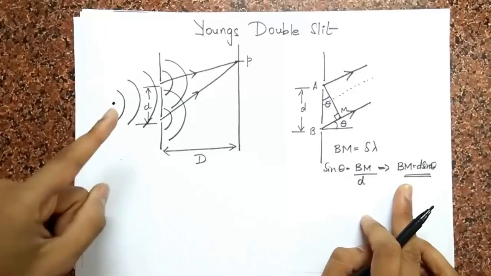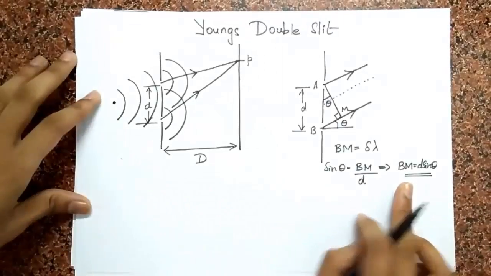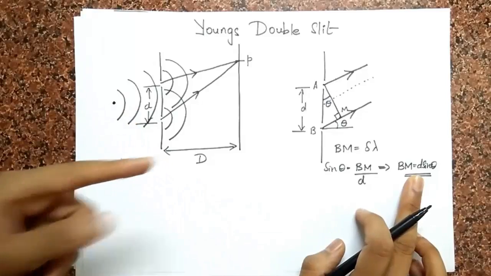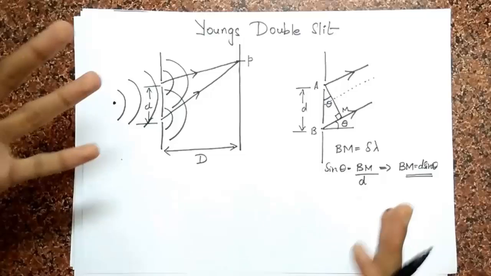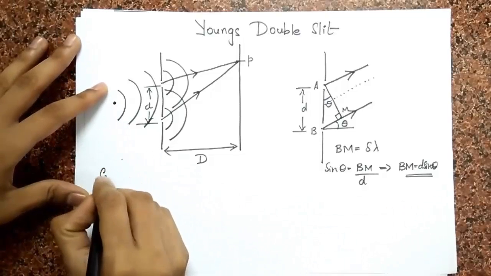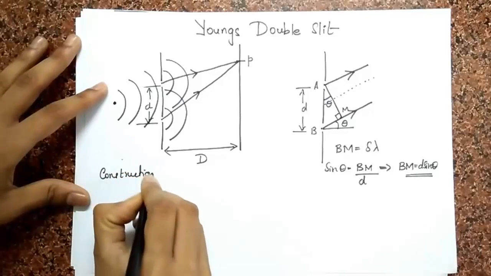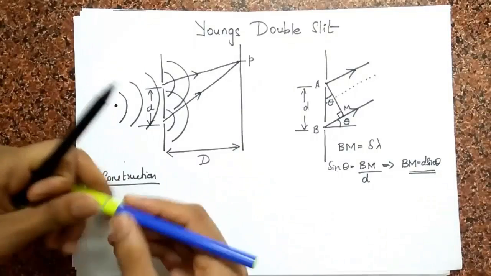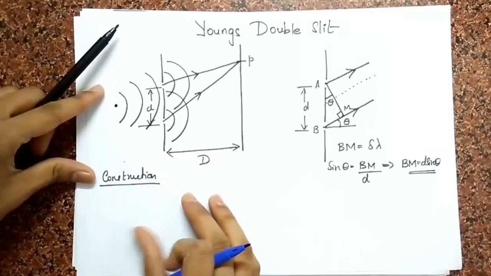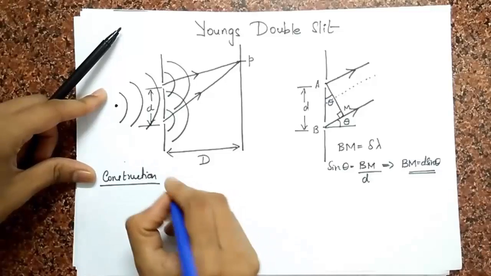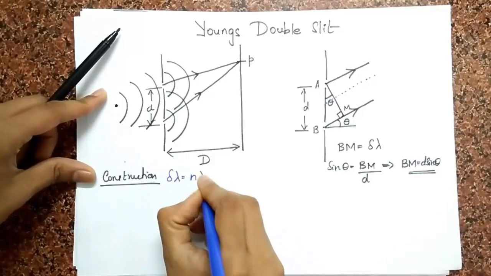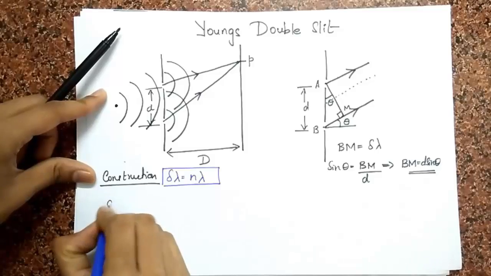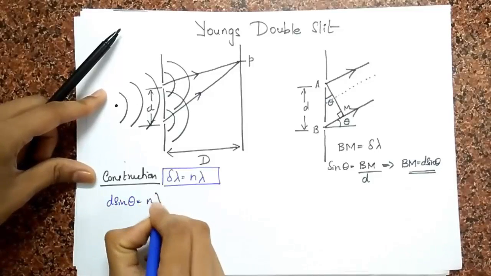And since I now know for what path differences I get construction and for what path differences I get destruction, what I can now calculate is for what angles I get construction and for what angles I get destruction. And that is what we have to understand here. So let's go for construction. I will choose some color for this. Let me choose blue for this. So for construction, if you remember, the condition was that path difference should be an integral multiple of lambda. We will work with path difference here. So now I can say that for construction, d sine theta must be equal to n lambda.